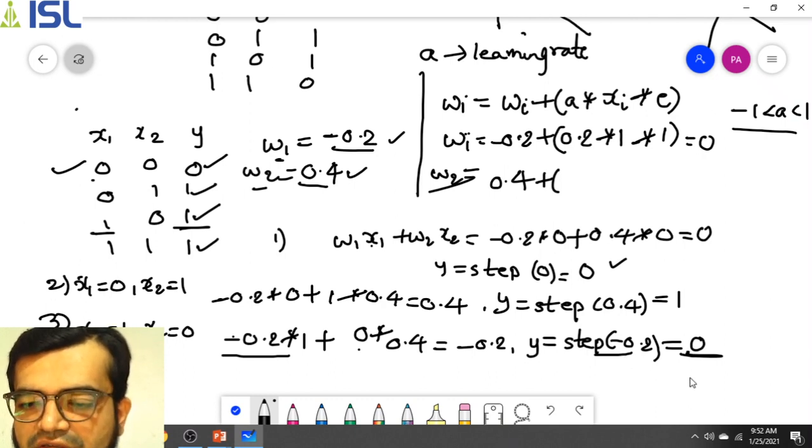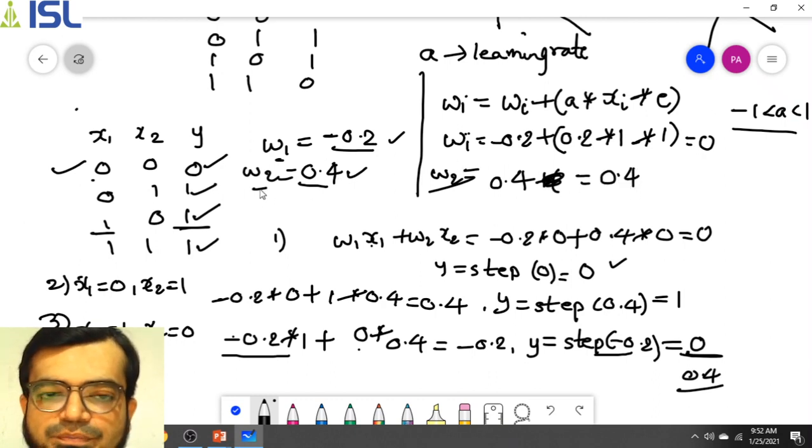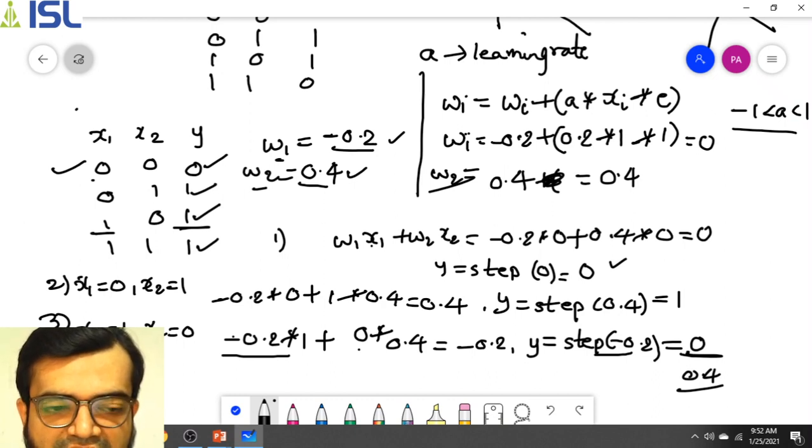I mean, if it is 0.4 something, or if you get more than 0, then the problem will be solved. So for that we are not updating this value, so we are keeping it like this. So the updated value will be W1 equals, the weight has been adjusted to W1 as 0 and W2 as 0.4.